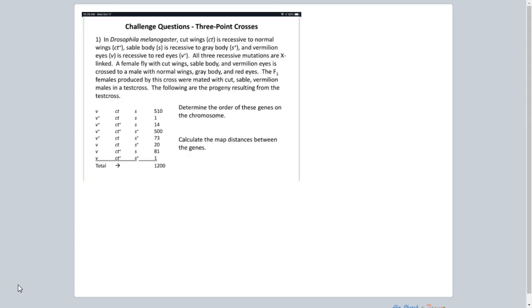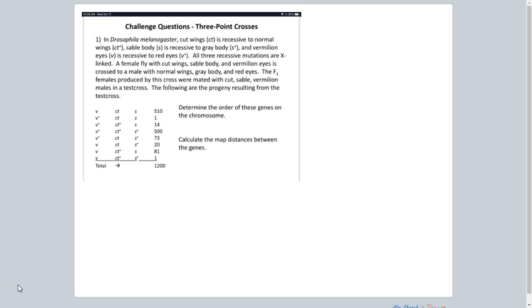So the first one we're going to start with here is, of course, the first challenge question of the group. And that's this challenge question. This is a three-point cross problem, of course, something that we've seen in practice before in class. Essentially, we have three genes, V, CT, and S. Those alleles that are dominant have a plus sign as a superscript. Those alleles that are recessive don't have a superscript plus. These are different ways of showing alleles, but still we have dominant and recessive alleles. We have heterozygosity in the initial parent. So there's nothing really new for us here.